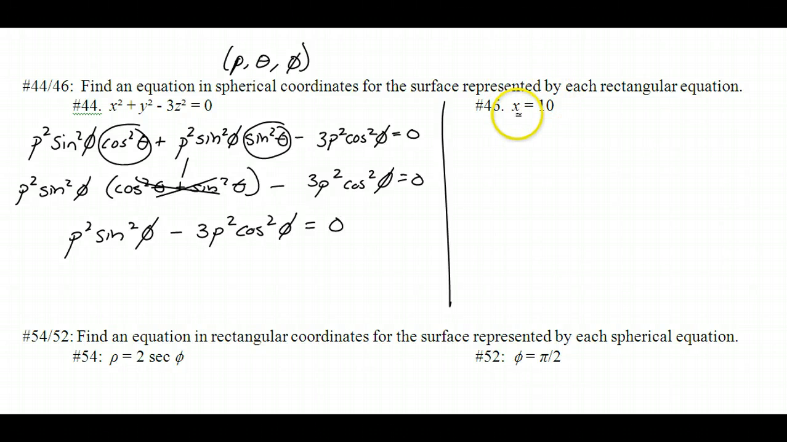So here, this is now a really simple one. What is x equal to? Well, x is rho times sine phi times cosine theta. That equals 10. Good enough. We don't have x, y, and z, and instead we're in spherical coordinates with rho, theta, and phi.